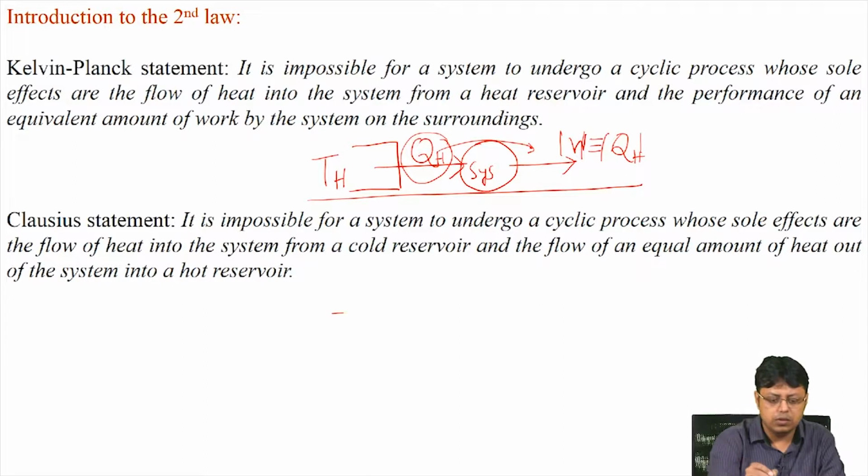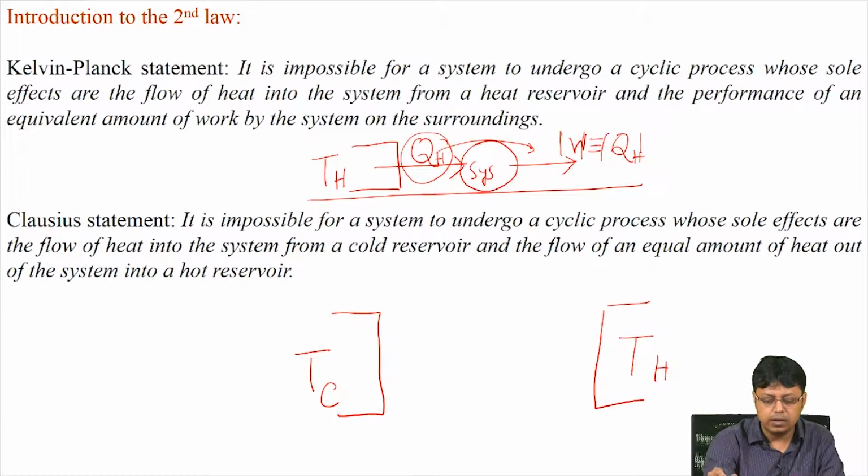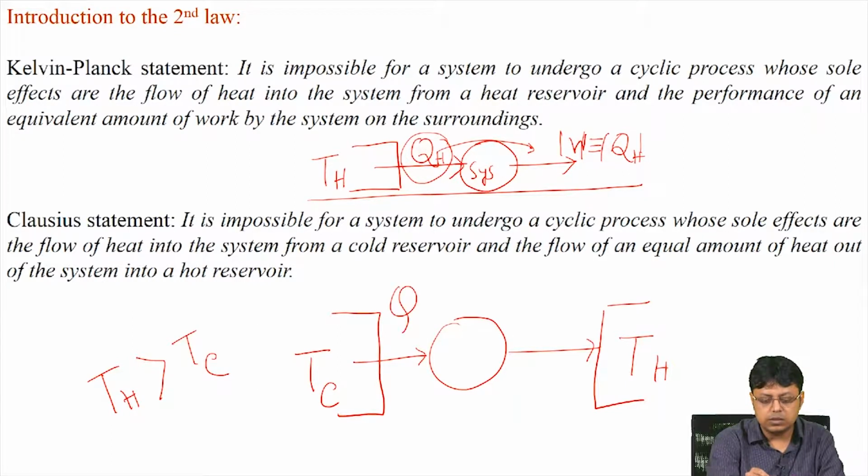hot reservoir. So, the Clausius statement says that suppose I have a cold reservoir and a hot reservoir, where the temperature of the hot reservoir is greater than that of the cold reservoir, and I thermally connect both of them to a system. The Clausius statement says that it is impossible for the system to withdraw some amount of heat from the cold reservoir and flow the same amount of heat, which I denote as Q, to the hot reservoir. So, this is not possible.